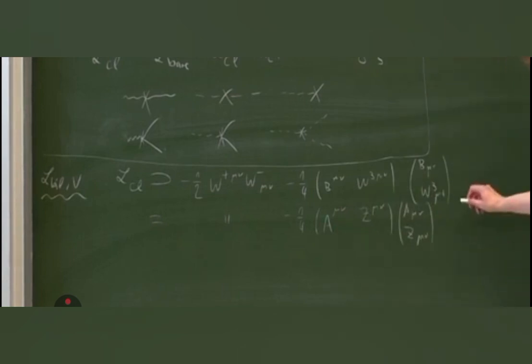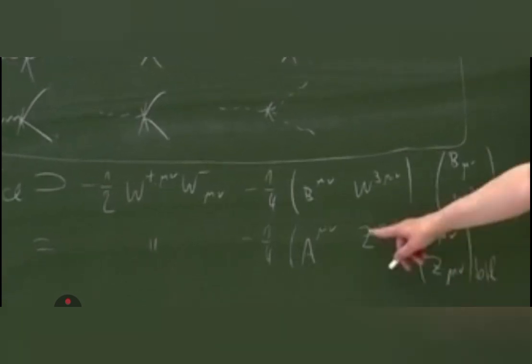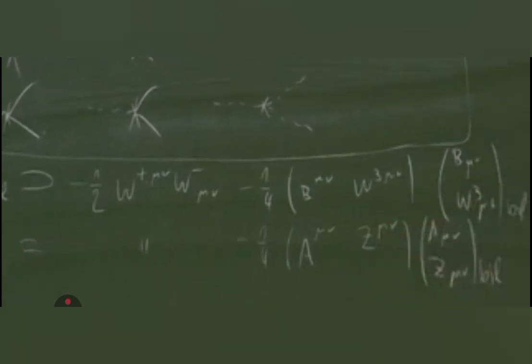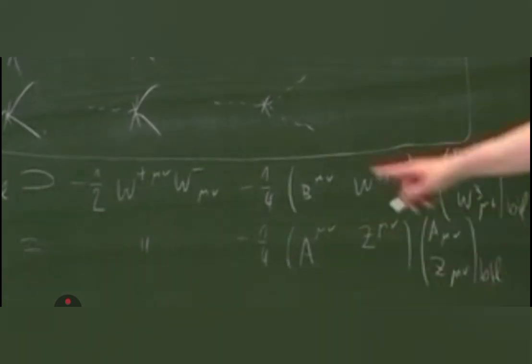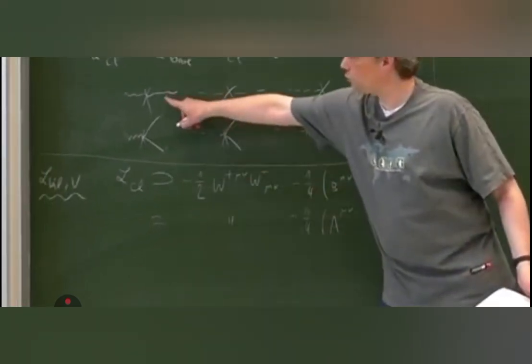And here we only need the bilinear terms. So the non-abelian parts of the field strength tensors are completely dropped because we are interested in the bilinear part of the Lagrangian, giving rise to such counter terms here.